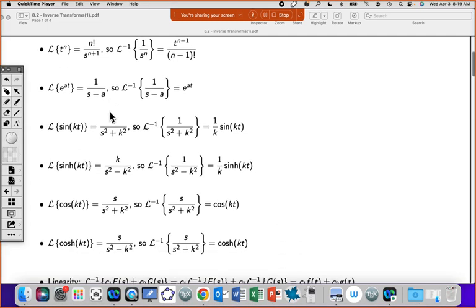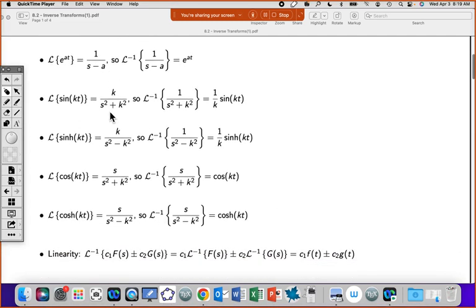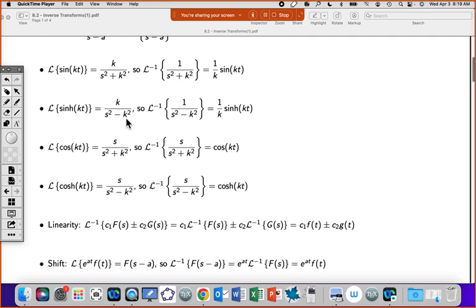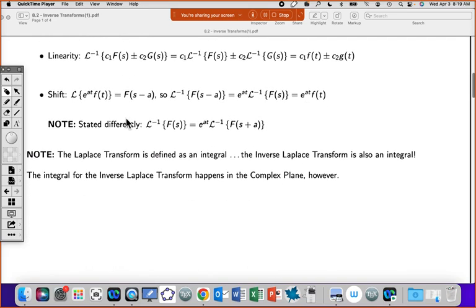The best way to learn these formulas, you can make flashcards. So I mentioned if you have a flashcard with the Laplace on it, then on the reverse you could do the corresponding inverse Laplace. Linearity: the inverse Laplace transform is linear.